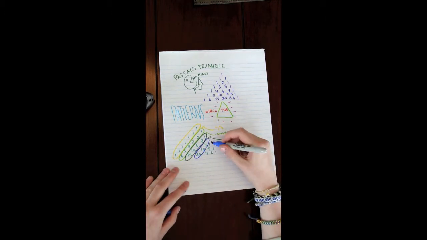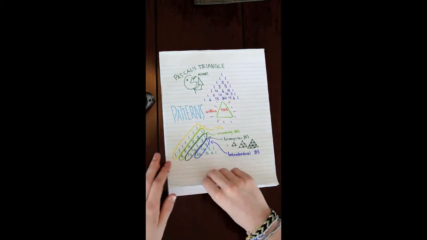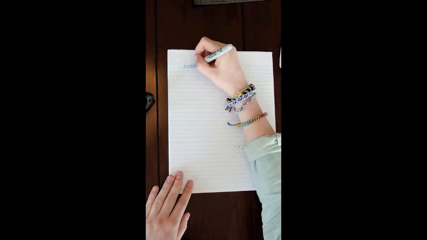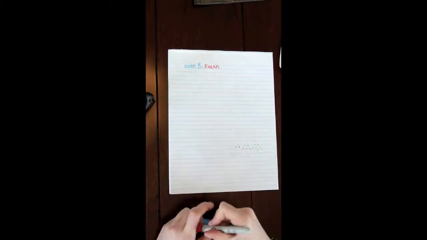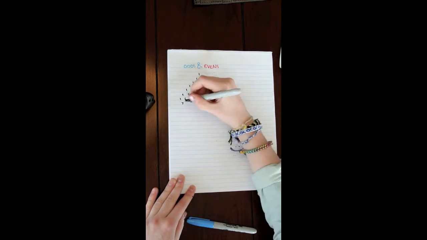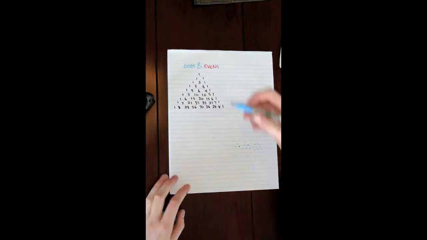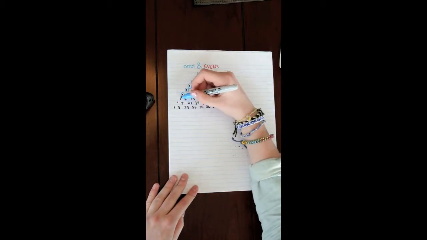So the next one is then tetrahedral numbers, and that's something completely different. We won't look at that today. Okay, next pattern we're going to look at is odds and evens. So basically what that means is when you write out Pascal's triangle and you highlight the odds and evens, you get this sort of pattern.